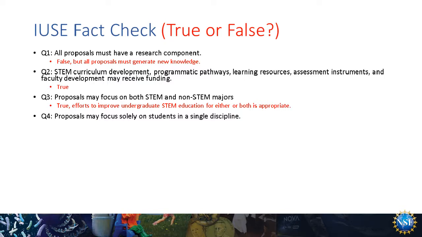Proposals may focus solely on students in a single discipline. This is also true, and perhaps particularly appropriate for level 1 types of proposals that tend to be a little bit more smaller scale, and it might be more appropriate to hold within a single discipline. However, there can also be an emphasis on multidisciplinary or interdisciplinary STEM education, and all of these foci are appropriate for the IUSE program.